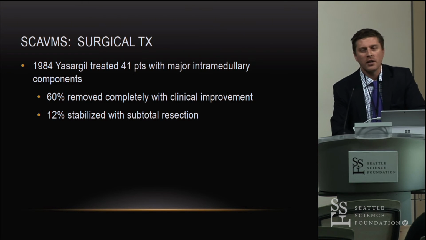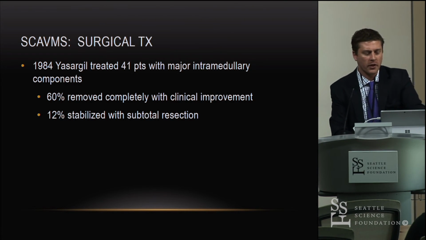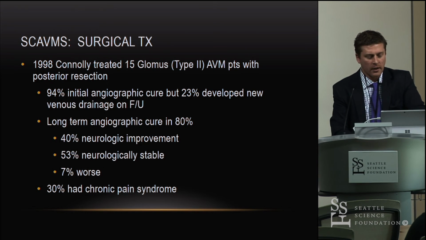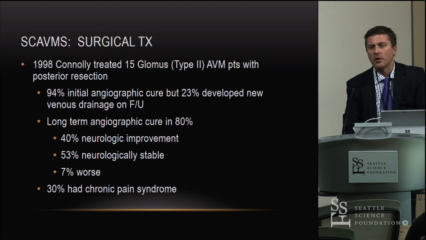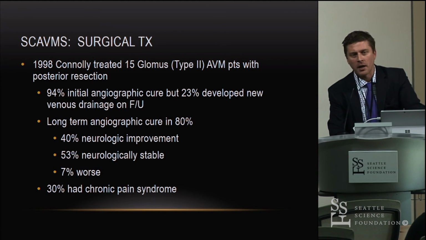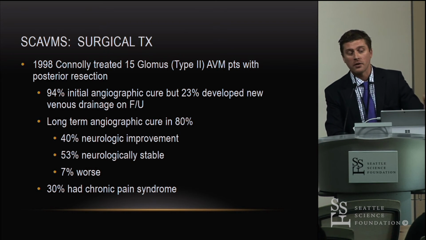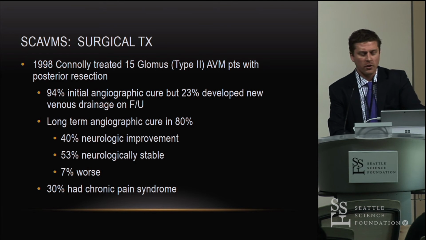So in terms of treatment, Yaskell treated 41 patients as an old series, 60% removed, 12% stabilized as subtotal resection. Santa Connolly had a larger series for the type 2, 94% initial angiographic cure, but 23% developed new venous drainage on follow-up angio. So it's important to follow these patients initially with MR. I typically follow with MR long-term, and then an angio at 3 to 6 months. And then if something changes on the MR, then I will do another angio, or if they get recurrence of their clinical symptoms. Long-term angiographic cure is high, 80%, but there are neurological deficits. 30% get a chronic pain syndrome just from operating in the spinal cord.